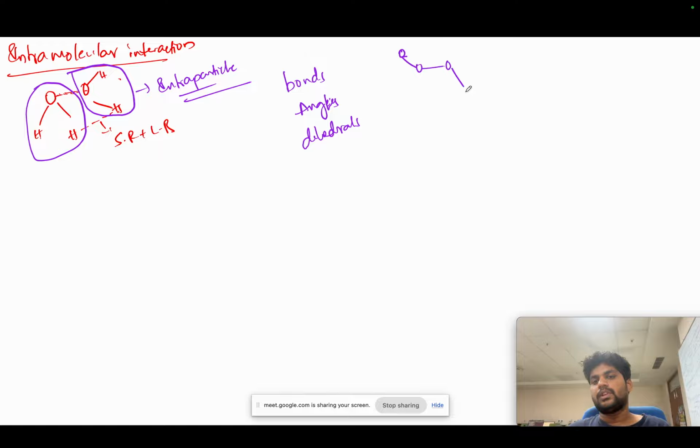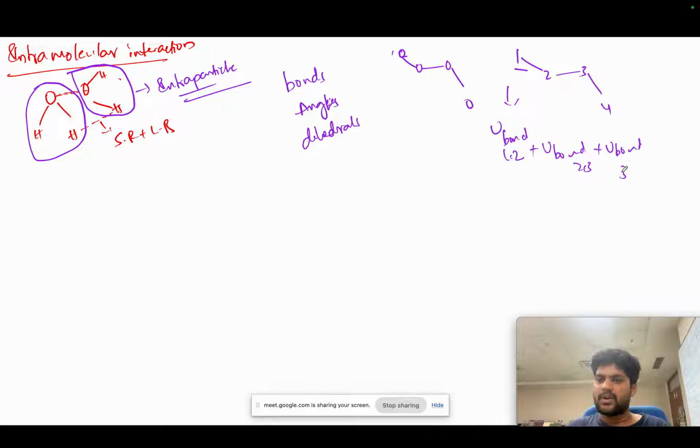Okay, say suppose we assume there is a four-atom system. I can write it as 1, 2, 3, 4. Now you have the interaction between the first atom and the fourth atom. There is an interaction between 1 and 2. So you will get the bond interaction U bond of 1 comma 2, plus U bond of 2 comma 3, plus U bond of 3 comma 4. So this we will write as sigma U bond, and then we have the angle.